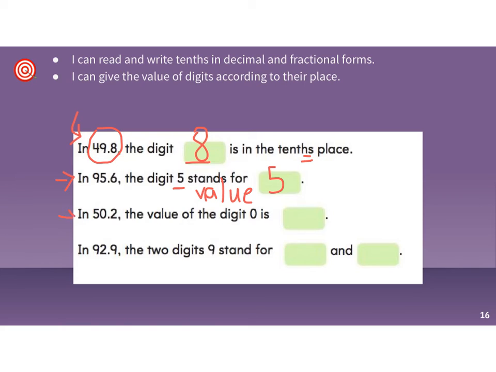The next one, in 50 and 2 tenths, the value of the digit 0 is 0. And in 92 and 9 tenths, there are 2 digits 9. So what do they stand for, or what are their values? This first 9, what place is it in? And therefore, what's its value? And this second 9, what place is it in? And therefore, what's its value?